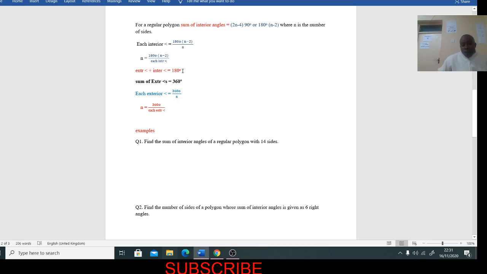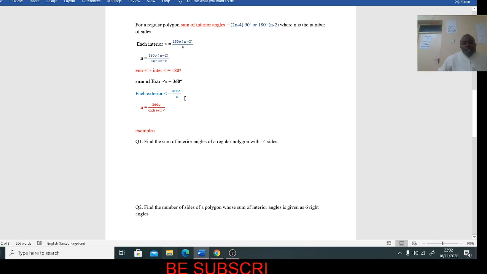Add up to 180 degrees. And another thing you need to note is about the sum of exterior angles. The sum of exterior angles of a regular polygon adds up to 360 degrees. So therefore, we can say that each exterior angle equals the total sum divided by the number of sides, which is n. 360 degrees divided by n.